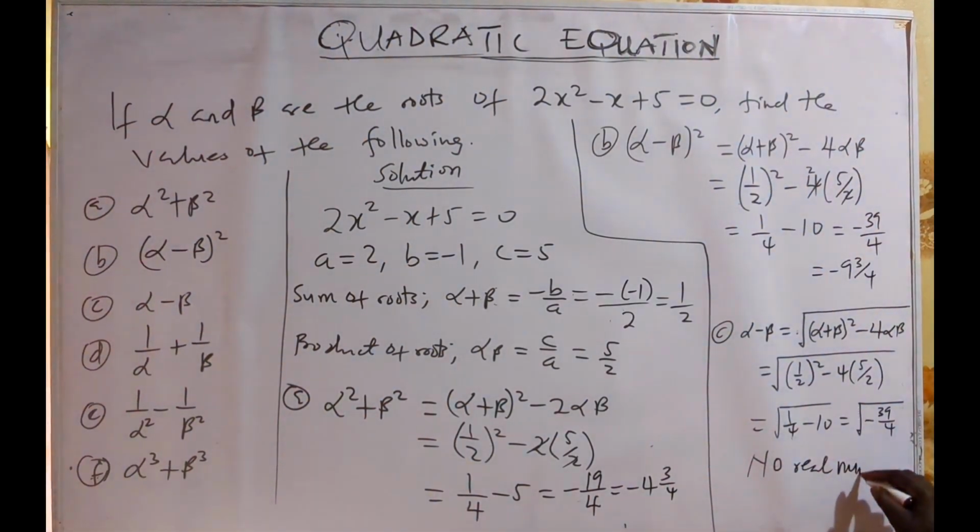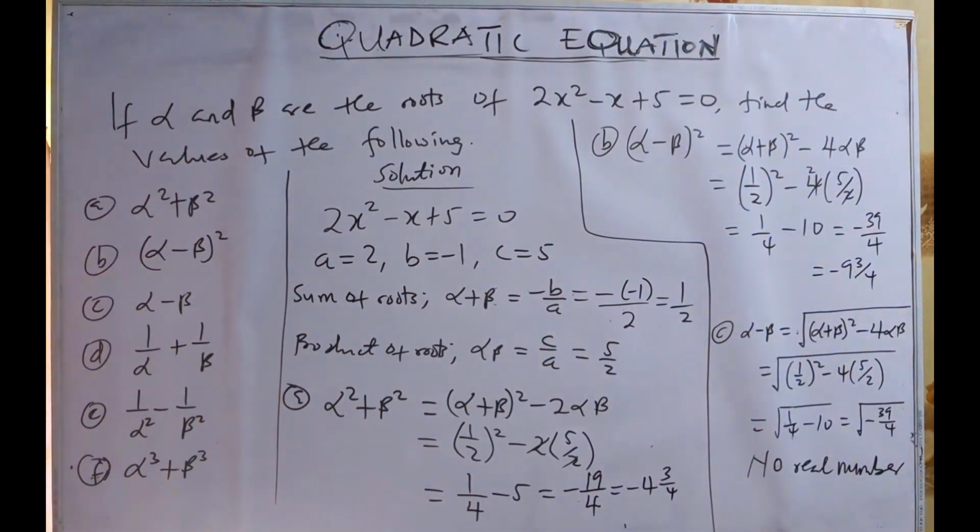Okay, so when you have minus 39, then no real number, because there's a negative in the square root, so there will be no real number. It is imaginary, or it's a complex root.